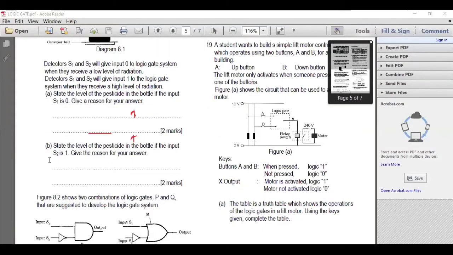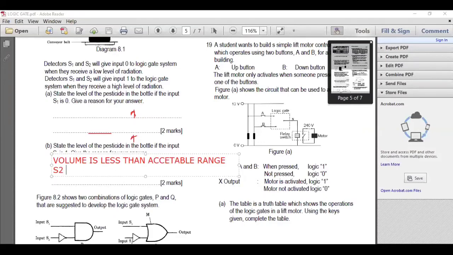So here, the volume is less than acceptable range. Reason: because S2 detects high level of radiation.